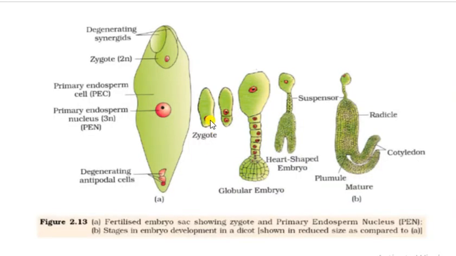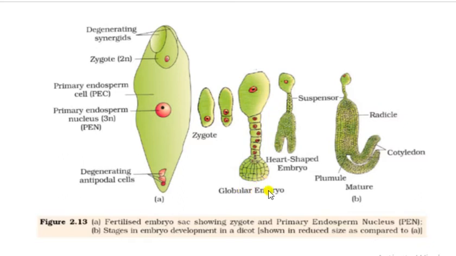Now, in the diagram, you can see the zygote divides into two cells. These are the stages of embryo development. After the formation of two cells, the zygote keeps on dividing, resulting in the formation of a globular embryo. We can also see the formation of the suspensor, and at the top of the suspensor, there is a large cell which is known as the haustorium.